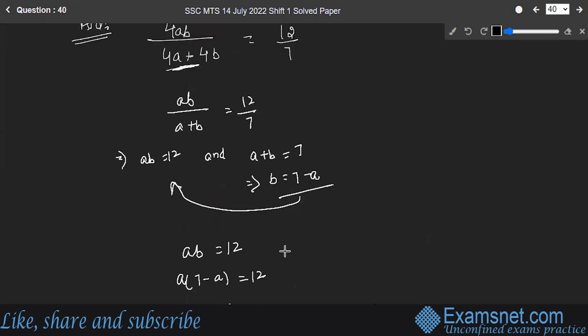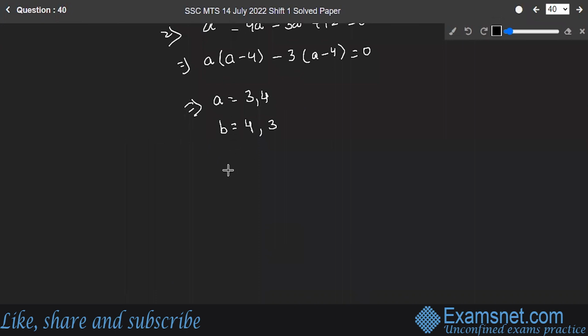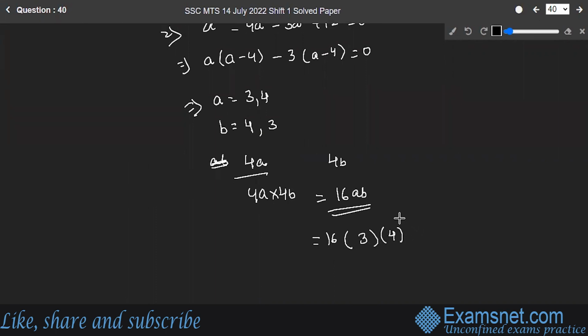Right? What do we have to find out in the question? Let's just check once. What is the product of these two numbers? So easy, right? Whatever the value of A and B, the product of the two numbers, we assumed the numbers to be 4A and 4B, right? So this product can be written as 4A into 4B. This can be written as 16 into AB, right? If I'm taking the value of A as 3, then the value of B will be 4. Or if I'm taking the value of A as 4, the value of B will be 3. In either case, you will get the product as 12 only.